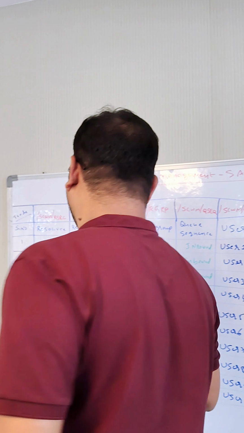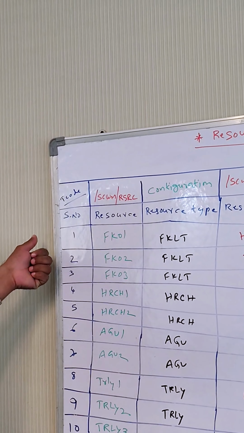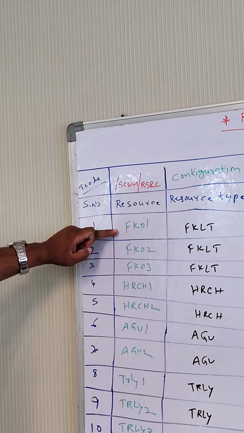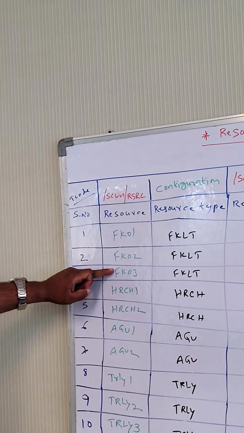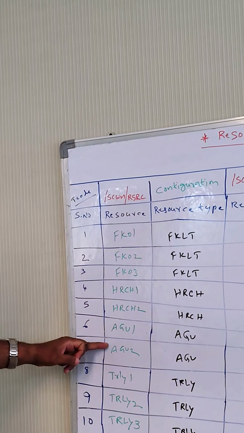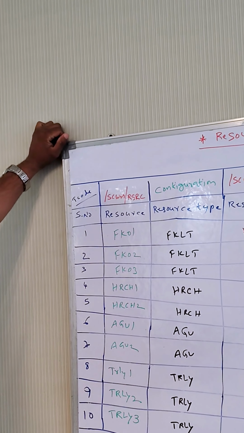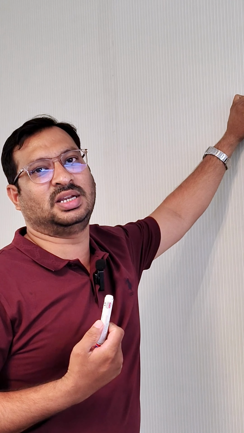So, assume we have taken the requirement from the warehouse manager. As per the warehouse manager, they are using FK01, FK02, FK03. These are the 3 forklifts in the warehouse, and 2 high reach trucks, 2 automated guided vehicles and 3 trolleys. These are the resources they are going to use in the inbound, outbound and internal processes. So how to configure and how to create the master data in the warehouse, we are going to learn today.